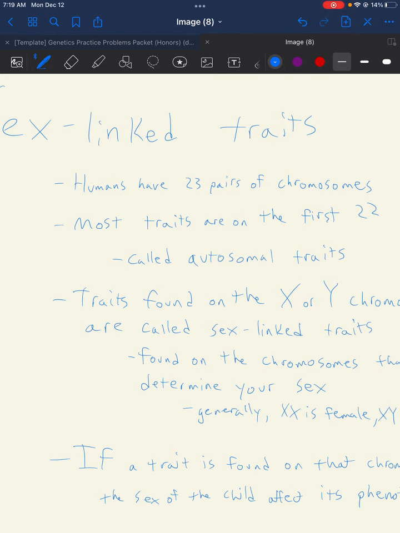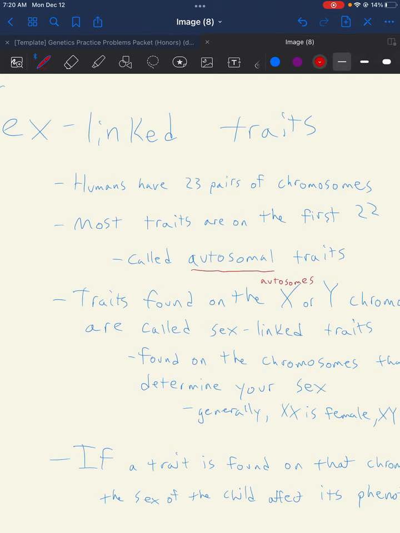These are called autosomal traits because they are found on the chromosomes called autosomes. And autosomes are special chromosomes that are carrying your normal everyday things. So I guess they're normal chromosomes, your autosomes.